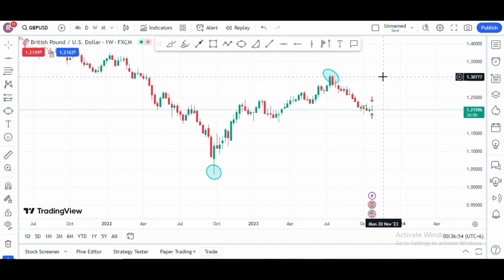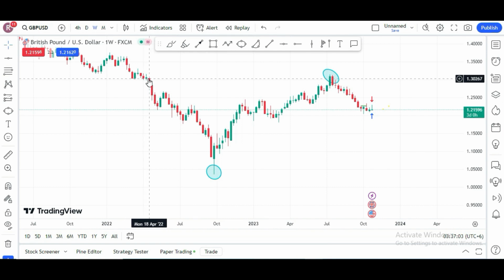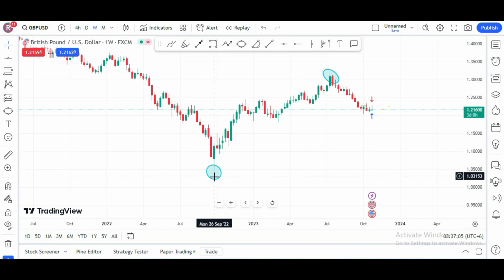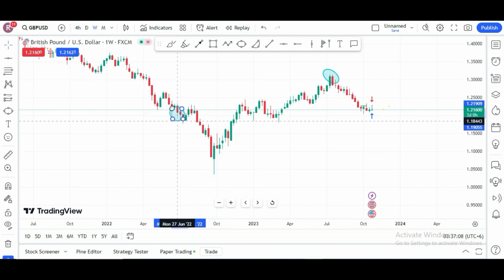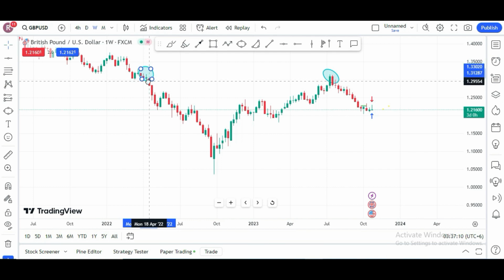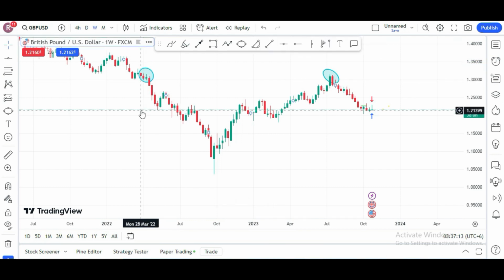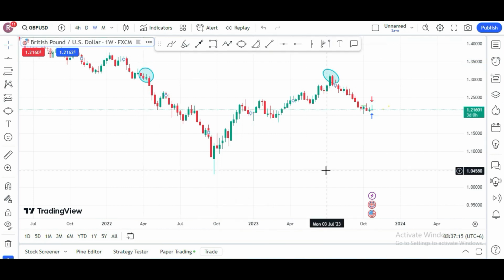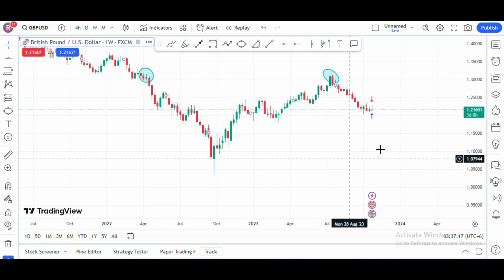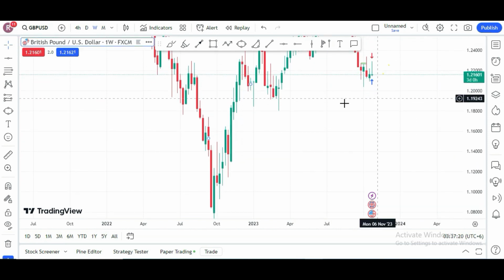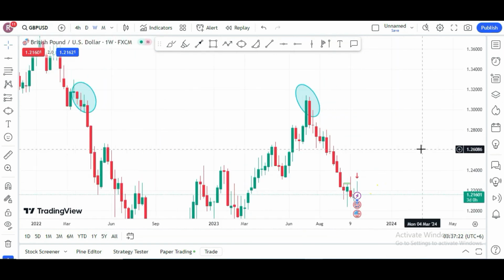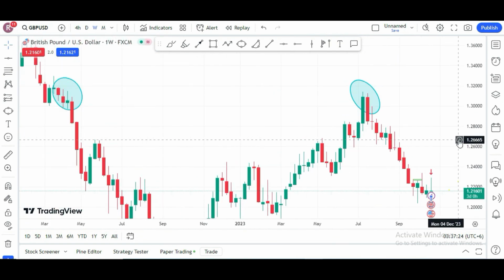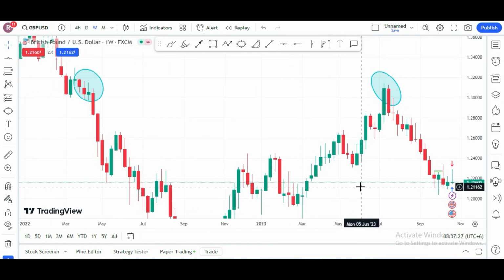Now, if we put something like this here, then we can see, yes, it has formed a double top here in the week. Let's take it right here. So let's make it a little bigger for further clarity, understanding and visualization.